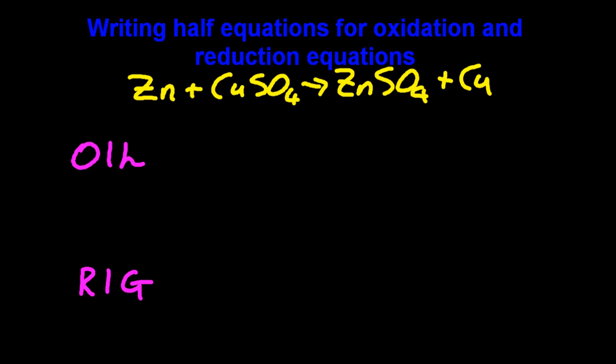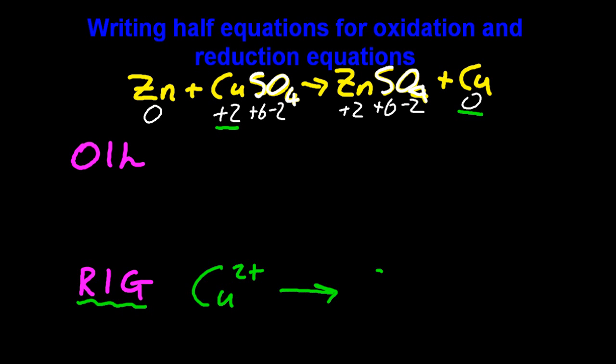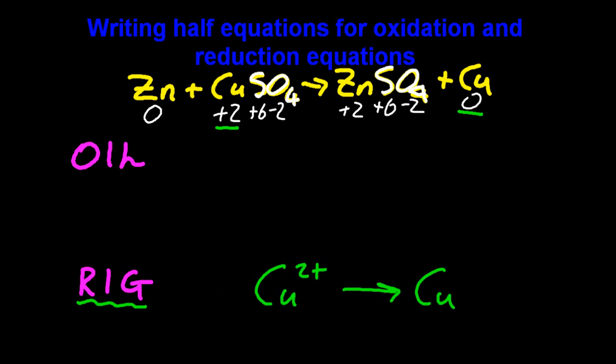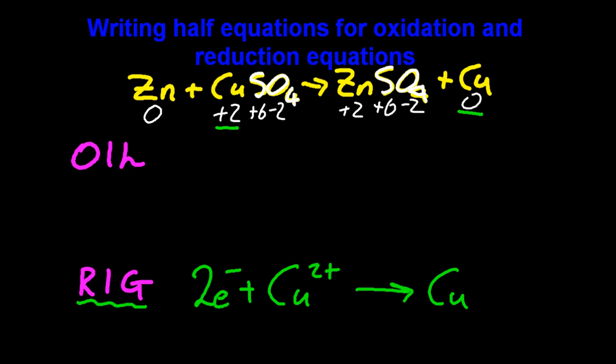Write out the oxidation numbers underneath. Elements are 0. Now you might notice that some don't change. SO4, the sulfate ion, doesn't change, so you don't need to talk about that in a redox equation, really. It doesn't undergo redox. Let's look at reduction. What oxidation number's gone down? Well, copper 2+ has turned to copper.